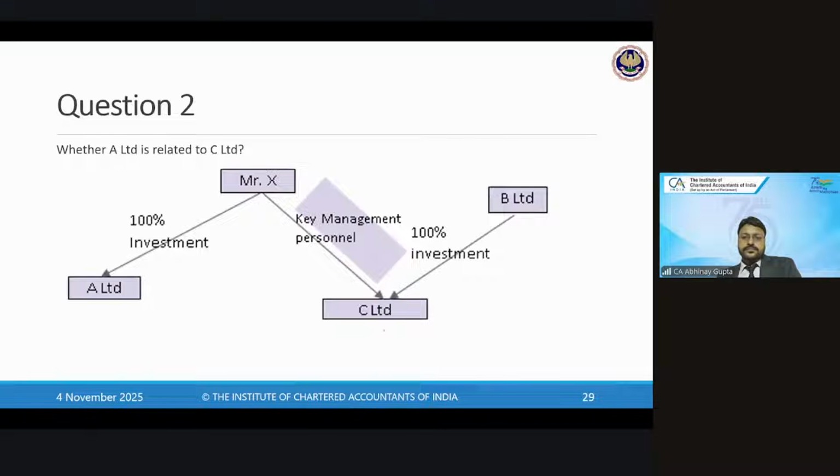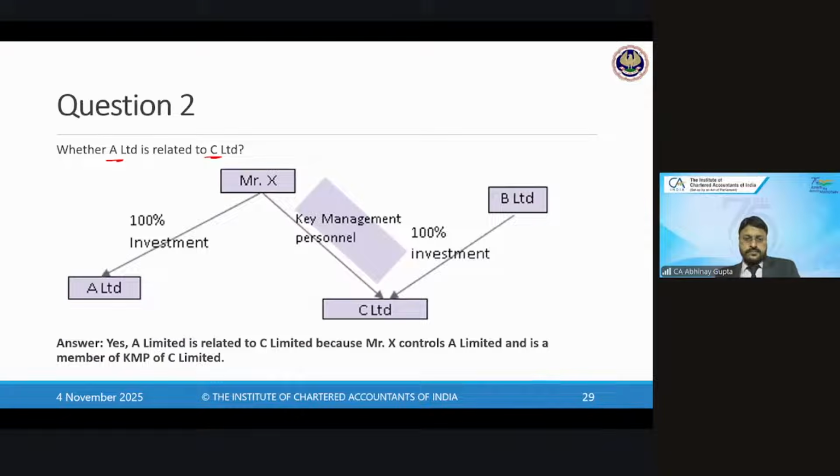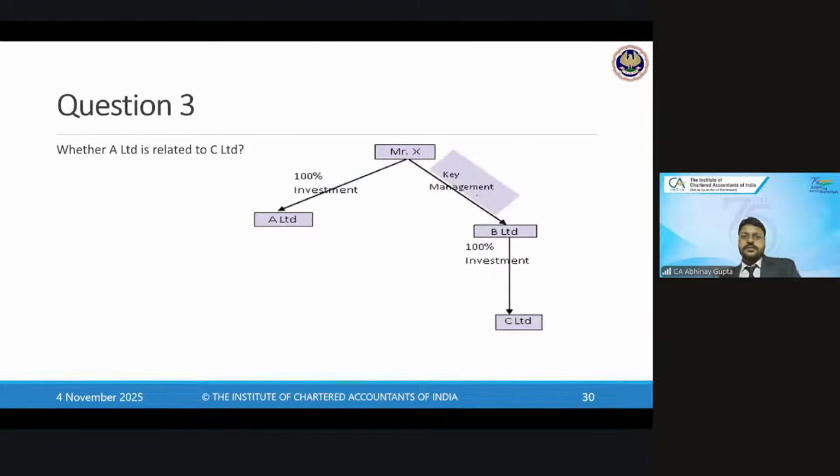Okay. And B has 100% investment in C. The question is whether A Limited and C Limited are related to each other. They are related to each other. Yes, sir. They are related, because as the C Limited KMP, they are sharing with the others. Perfect. This one?